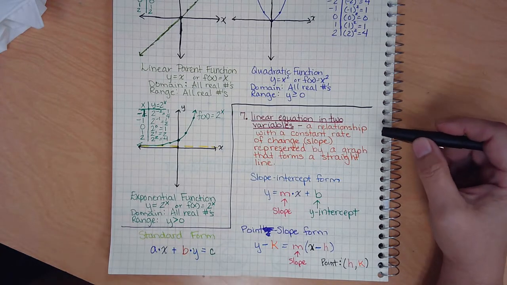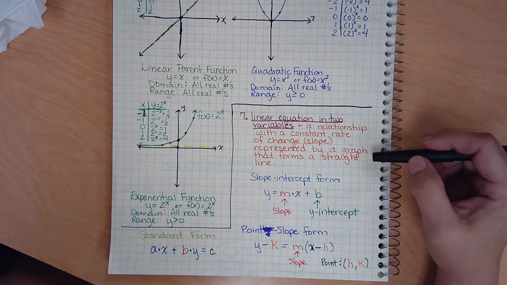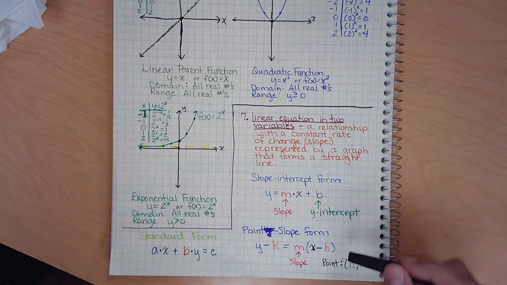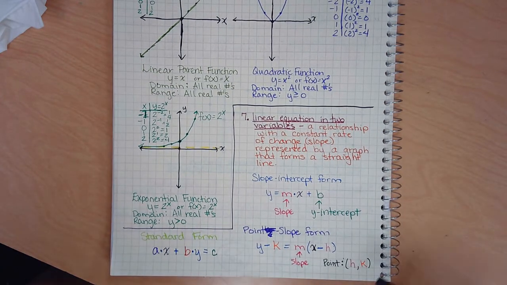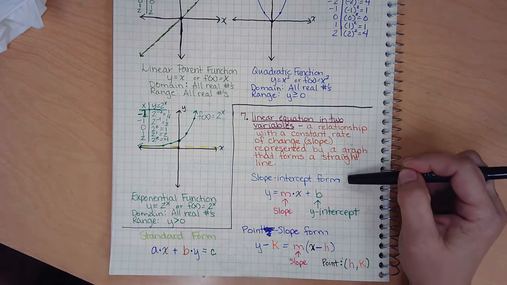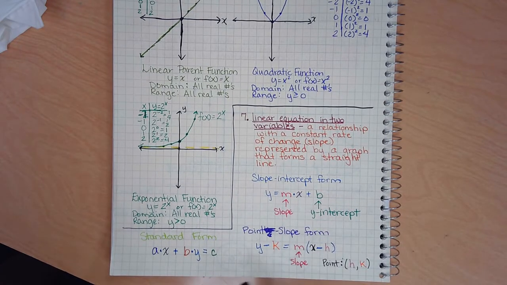Linear equation in two variables is a relationship with a constant rate of change or slope represented by a graph that forms a straight line. So there are three forms of equations that we have for a line. Slope-intercept form, which is y equals mx plus b. It's the most useful one because it tells us our slope and it tells us our y-intercept.